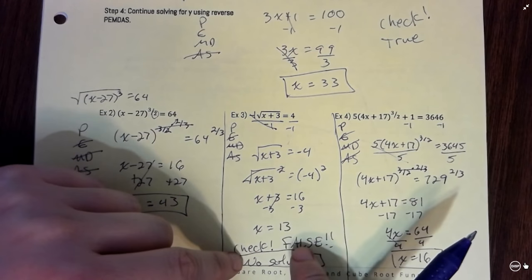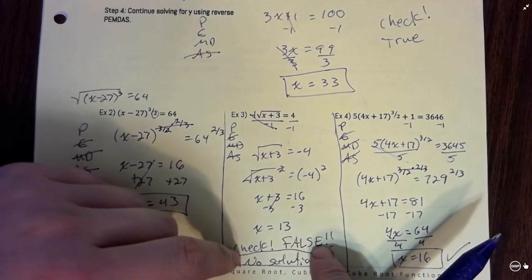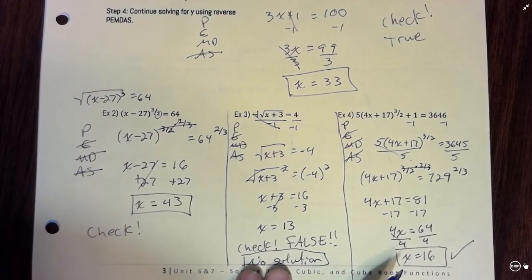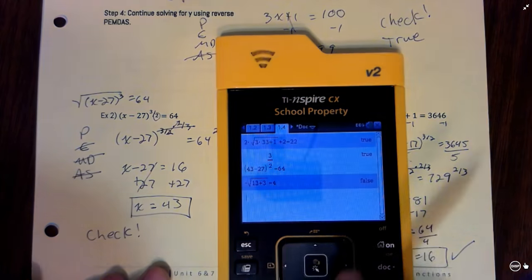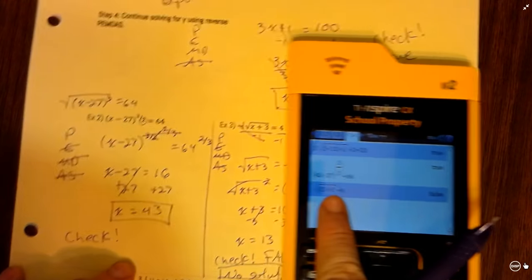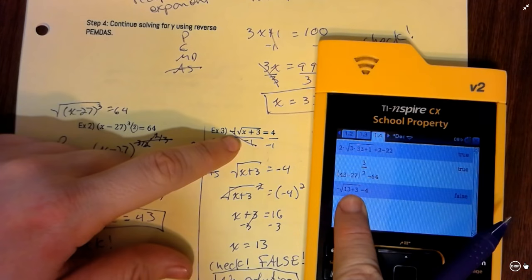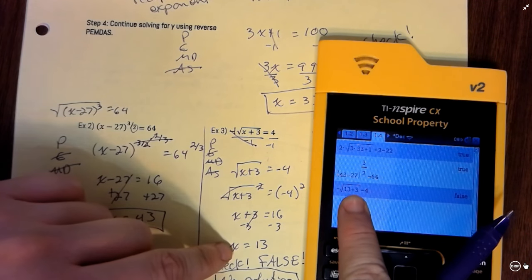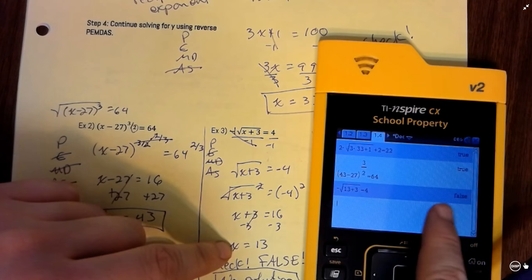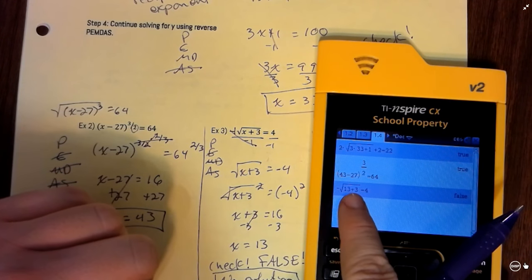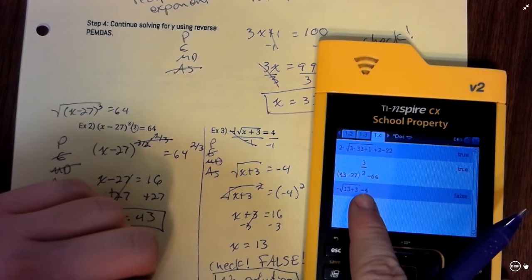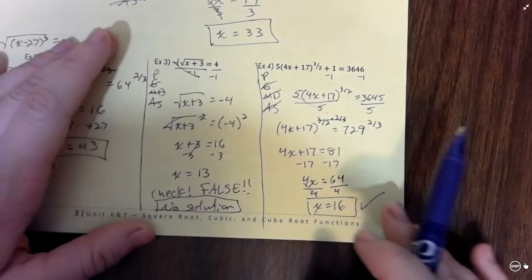However, when I checked the answer, I got false. It's not actually true. So example 3 ends up being no solution. Here's what that looks like in the calculator. I typed the original problem, except with 13 for x, and they give me false. That means the negative square root of 13 plus 3 is not actually 4, so that's false.